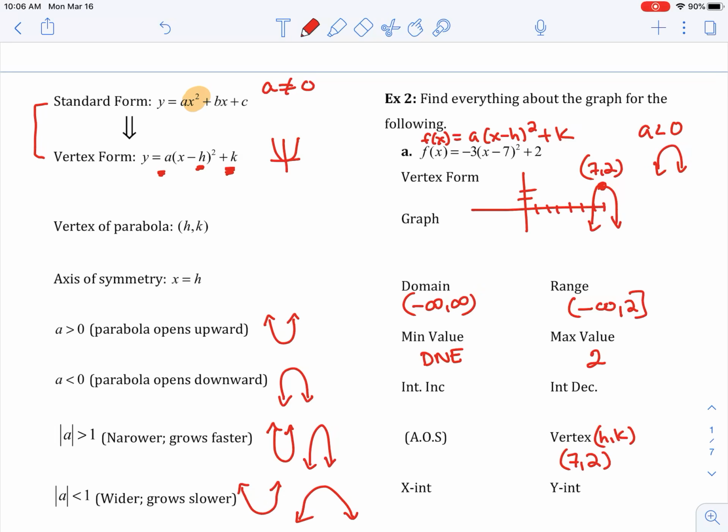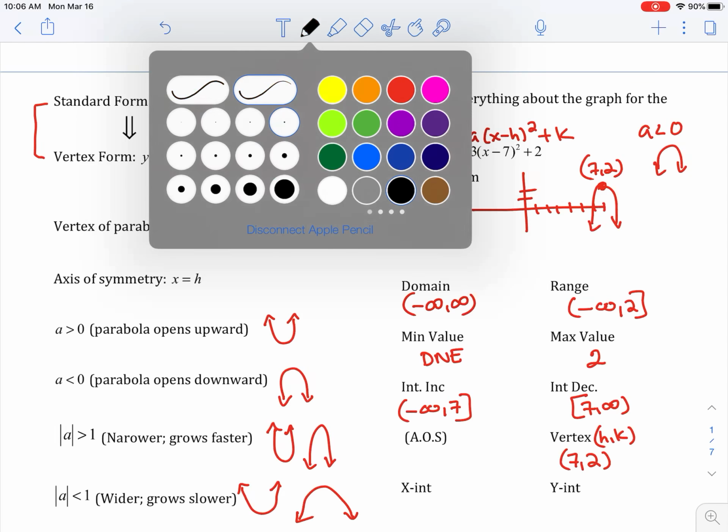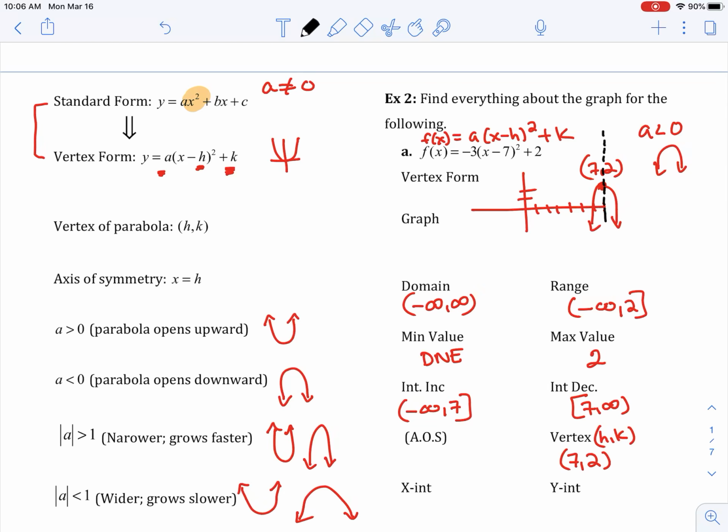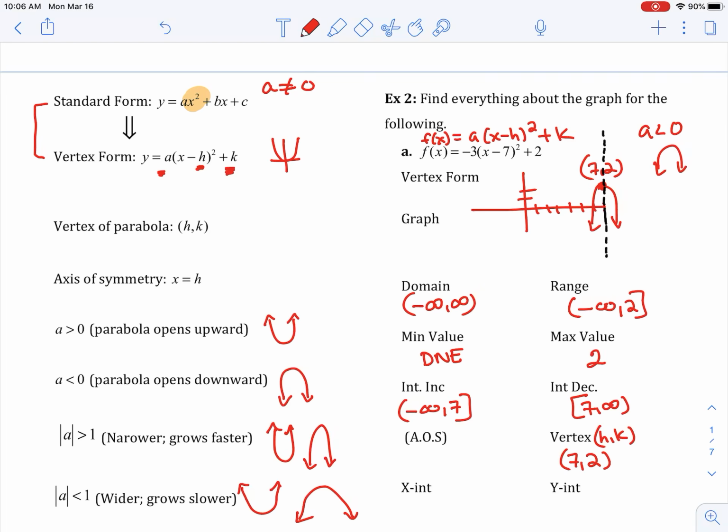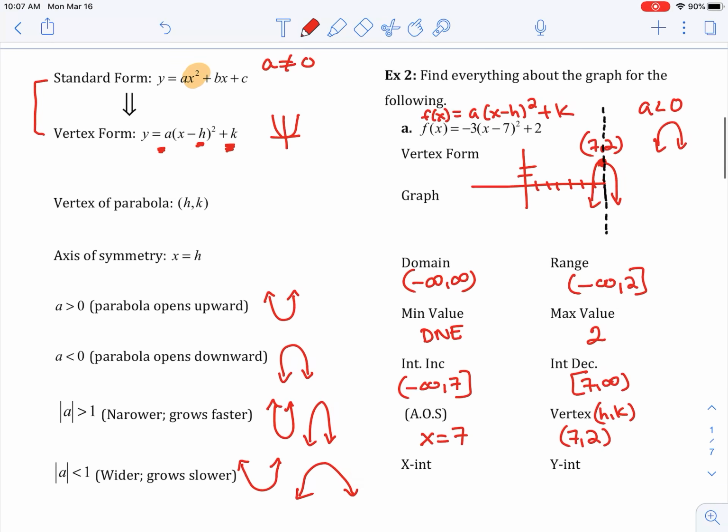Interval increasing, where's our graph going up? Our y is getting larger as we move across the interval from negative infinity to positive 7. Interval decreasing, our graph is going down. Our y's are getting smaller as we move across the interval from 7 towards positive infinity. Our axis of symmetry, that line that cuts right through the middle of our parabola, that vertical line, and a vertical line is always x equals to the x of the point. So in this case, x equal to the x of our vertex, x equal to 7, x equal to the h.